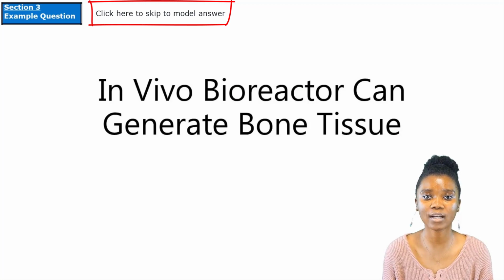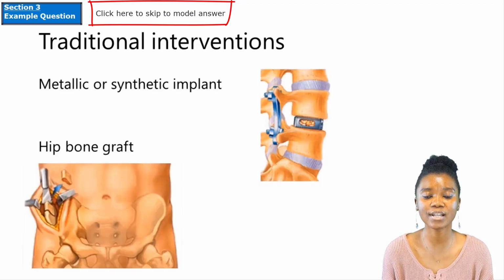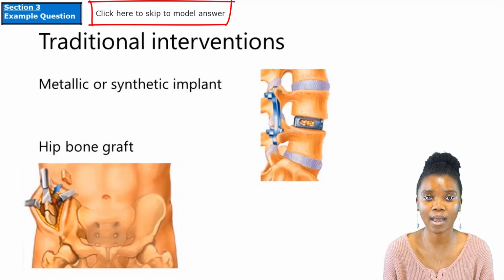In vivo bioreactor can regenerate bone tissue. When a patient has a critical sized bone defect due to trauma, infection, or cancer, what are the surgical options? A traditional intervention is to graft a metallic or synthetic implant onto the bone, but this carries risk of complications such as infection or rejection by the host.